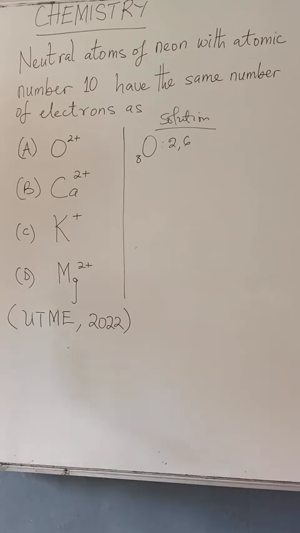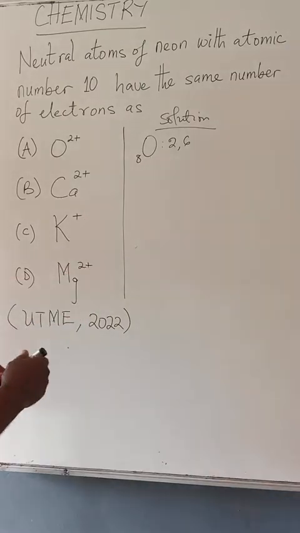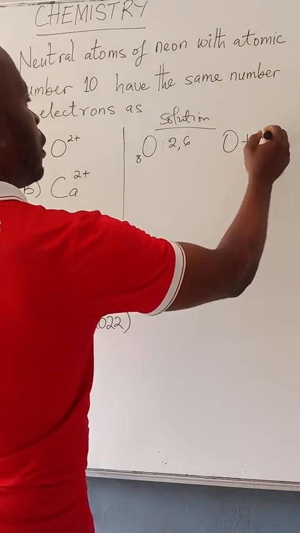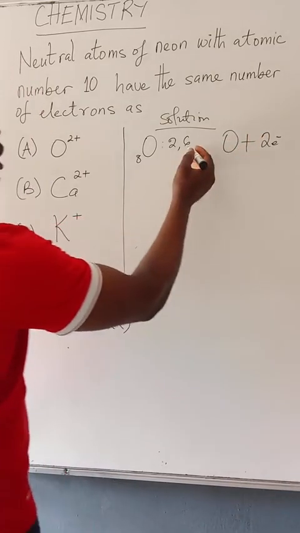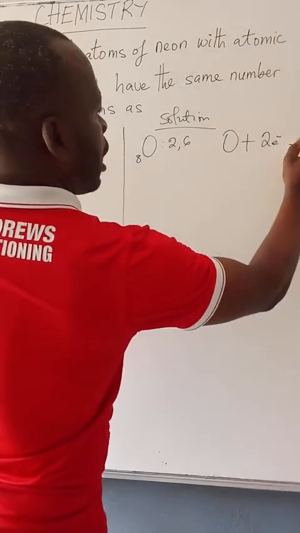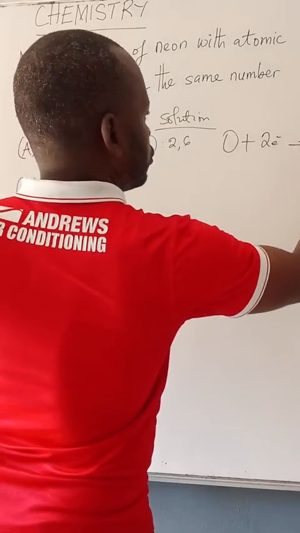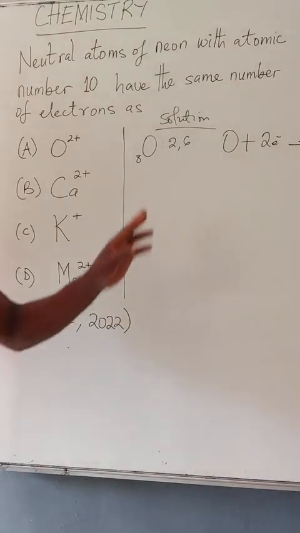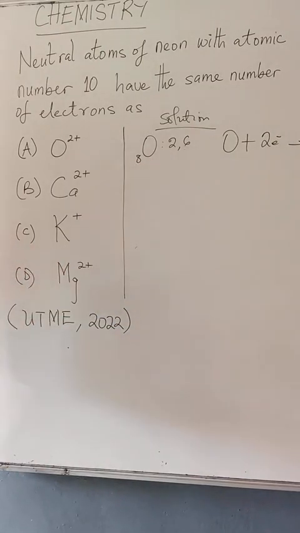And when elements get electrons, they become negatively charged because electrons have negative charge. And so when oxygen forms an ion, what we expect is O plus 2 electrons, because it needs 2 electrons to complete this 8. And so we expect to have O2 minus.